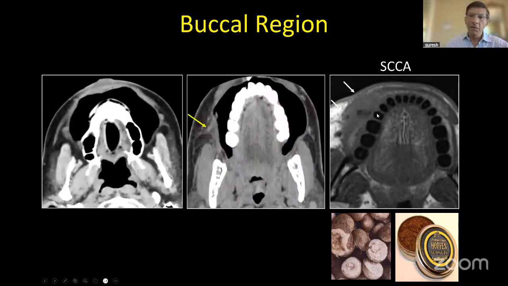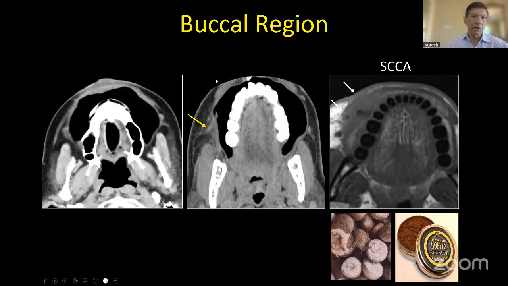Now, as I mentioned before, on this right-hand side, this is an example of squamous cell carcinoma involving the gingiva buccal region or the gingiva buccal sulcus. Now, the challenge that we get into in radiology is sometimes we don't know whether it's arising from the buccal surface or whether it's involving the gingival sulcus.